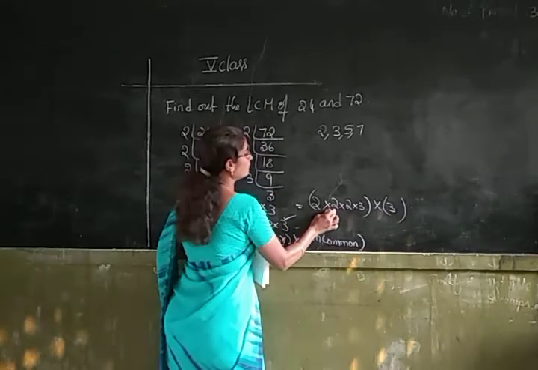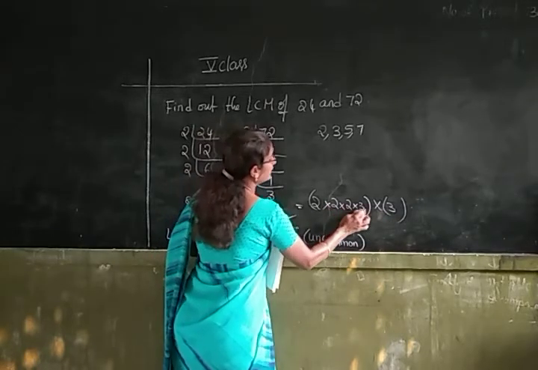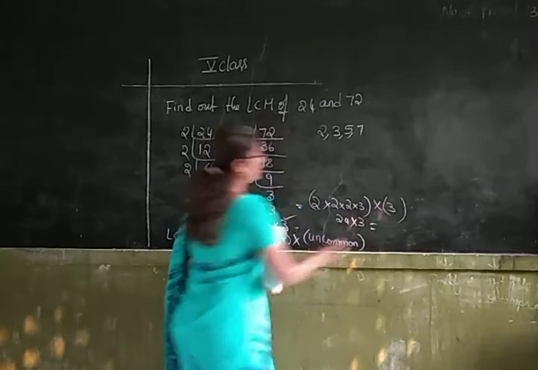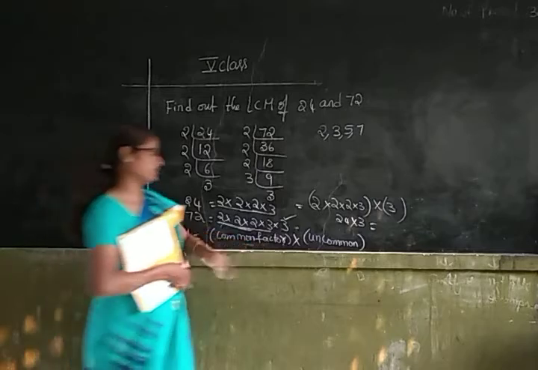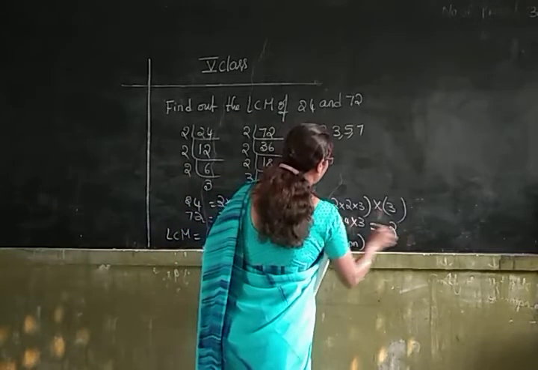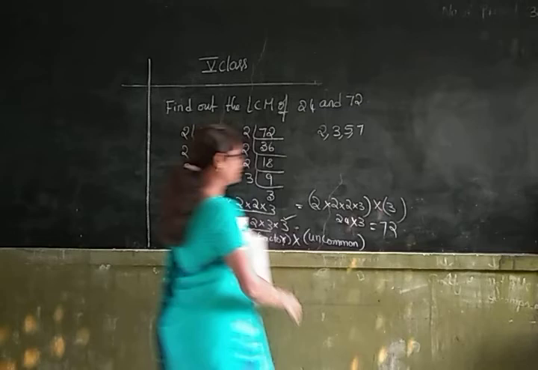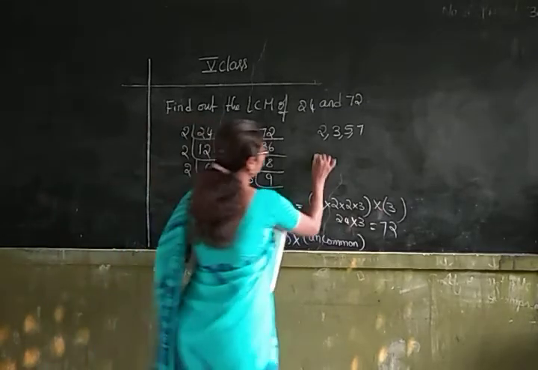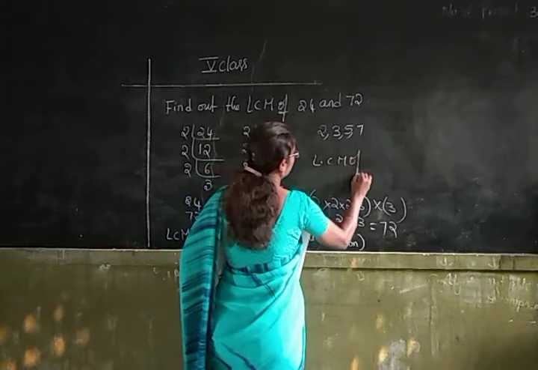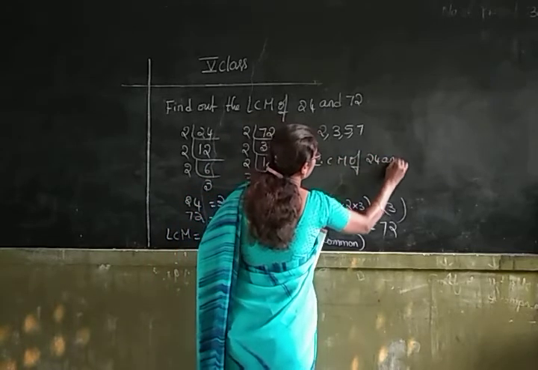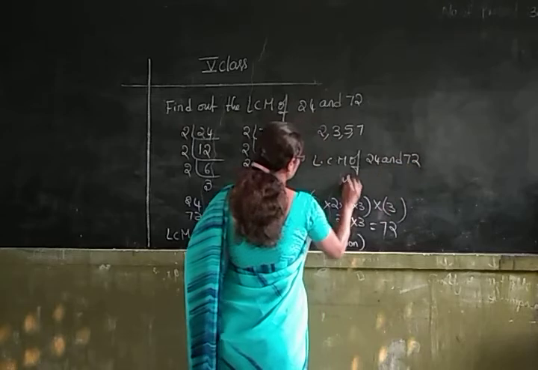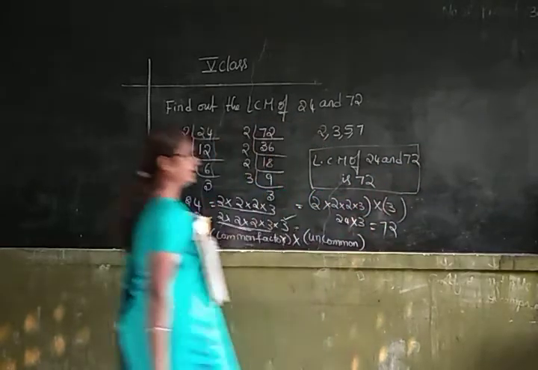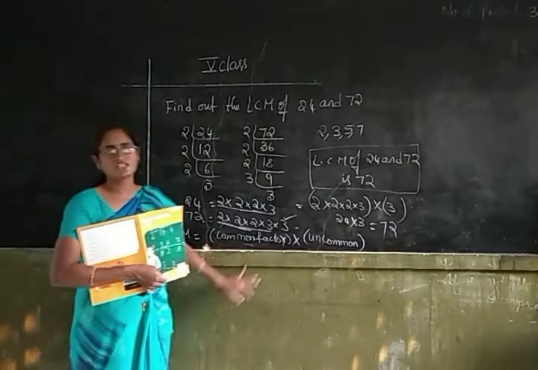2 2's are 4, 4 2's are 8, 8 3's are 24, into 3. Now we have to multiply 24 with 3. So 3 4's are 12, 3 2's are 6 plus 1, 72. So the LCM of 24 and 72 is 72. Okay children, did you understand?